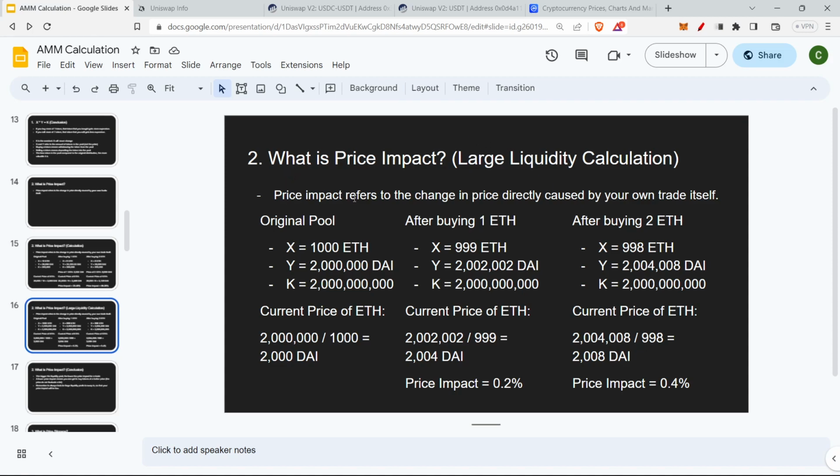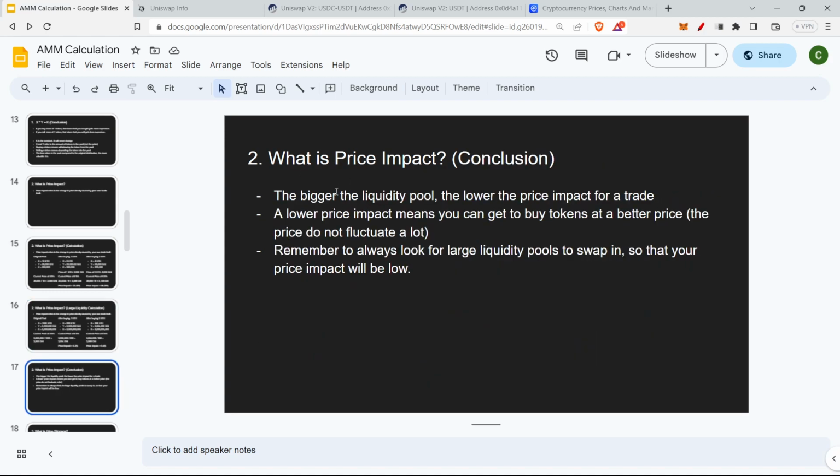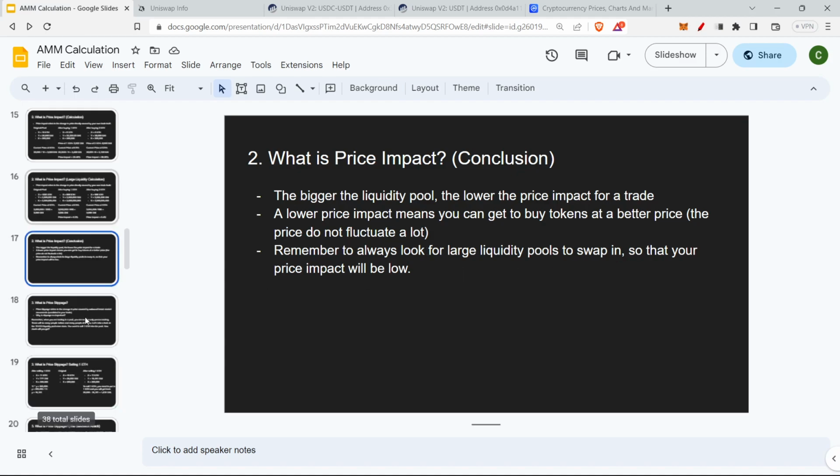Once again, price impact refers to the change in price directly caused by your trade. So when you trade, how much percentage do you move the price by? So what's the conclusion of this? The bigger the liquidity pool, the lower the price impact for the trade. And a lower price impact means you can buy tokens at a better price because the price will not fluctuate a lot. And also, you must remember to always look for large liquidity pools to swap in so that your price impact will be low.